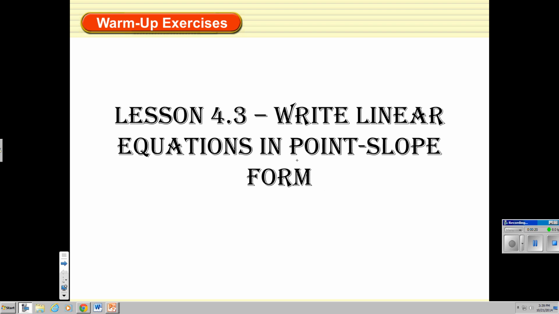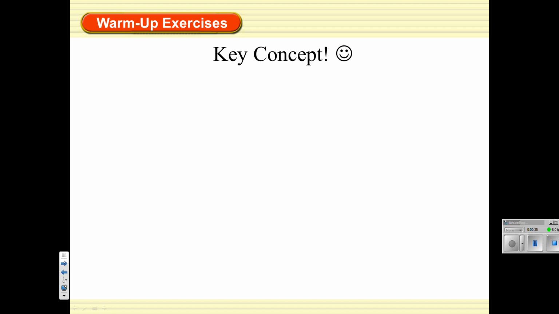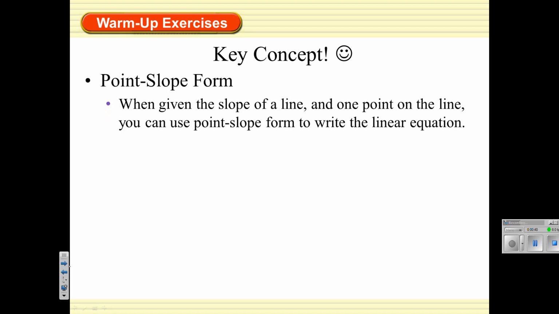Again, the key here is point-slope. Like slope-intercept has the slope and the y-intercept, point-slope is going to have a point from the line, any point from the line, and the slope of the line. So that's kind of the key of how you can tell the difference. So here's the key concept. Point-slope form. When you're given the slope of a line and one point on the line that is not the y-intercept, you can use point-slope form to write the linear equation.